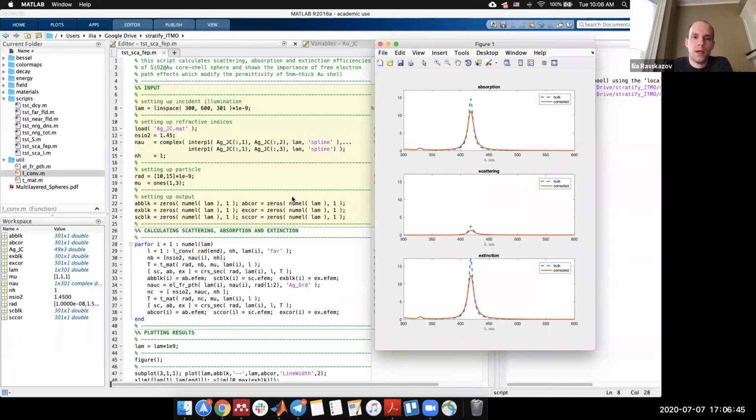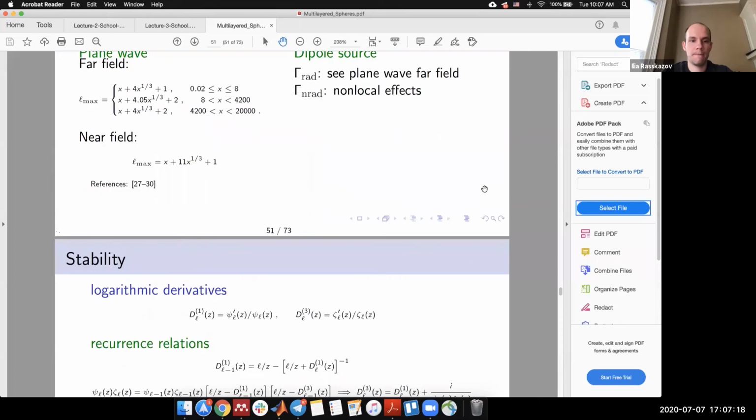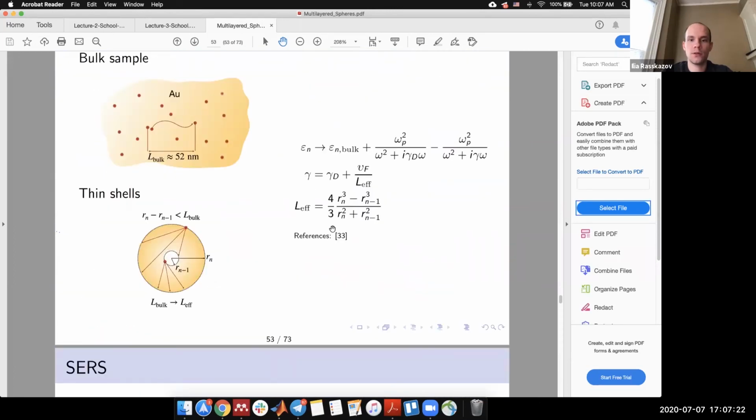So, okay, this correction works only for metallic shells. If your multilayered sphere is constructed from gold, silver, copper, aluminum, something else, then you just go to this slide, you go to this reference, you grab these equations, you find the appropriate values for Fermi velocity and the constants for the Drude model for your metal. You just put them here and get the corrected result.